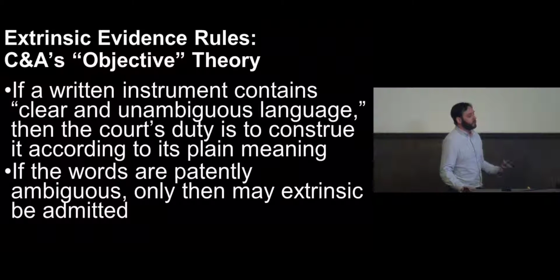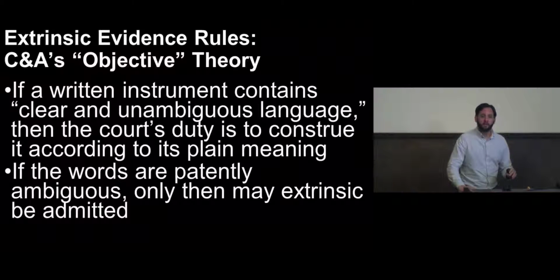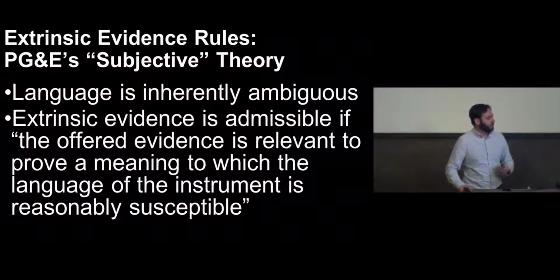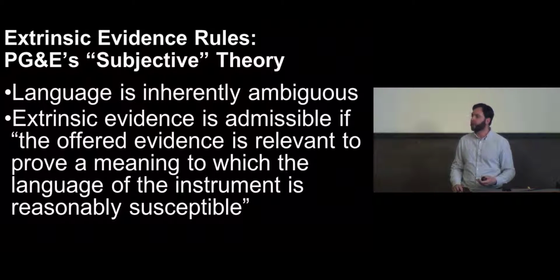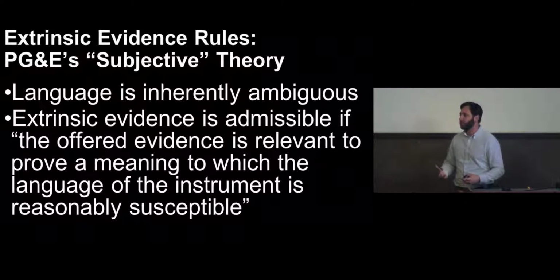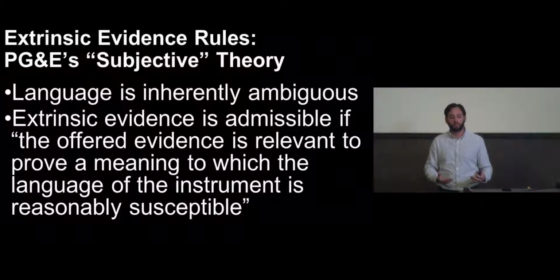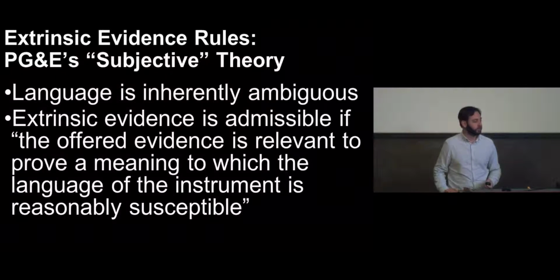In C&A, we have the objective theory, which is that if a written instrument is clear and unambiguous, the court's duty is to construe the document according to that plain meaning. In PG&E, we saw the subjective theory, which said that even if the agreement seems unambiguous, language is inherently ambiguous, and we can look for a latent ambiguity. We can admit extrinsic evidence to prove that the contract does not actually mean what it seems to.